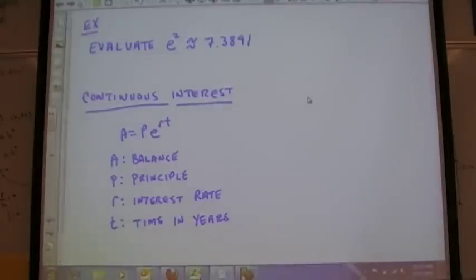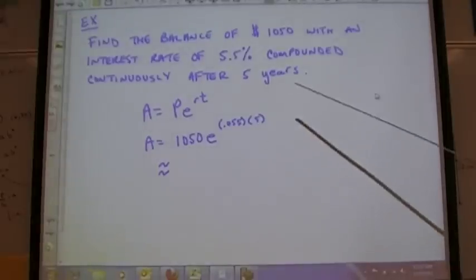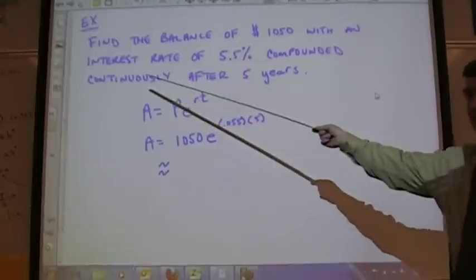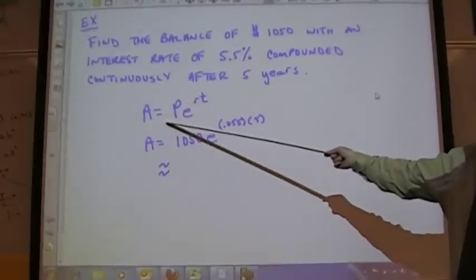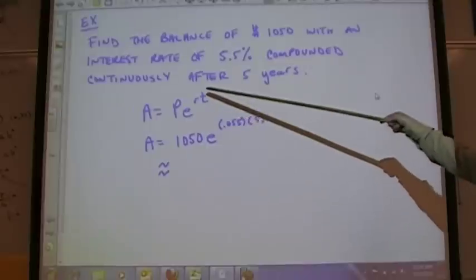Okay? All right. And the example we're going to look at here, we start with $1,050. Find the balance of $1,050 with an interest rate of 5.5% compounded continuously. It needs to say this. It has to tell you it's compounded continuously in order to use this formula. And you want to find the balance after 5 years.